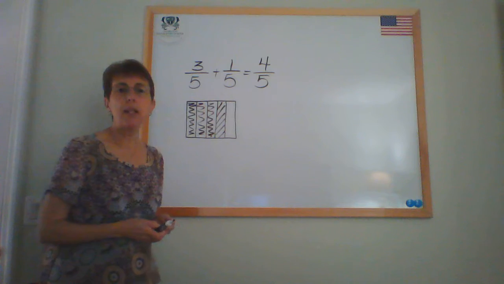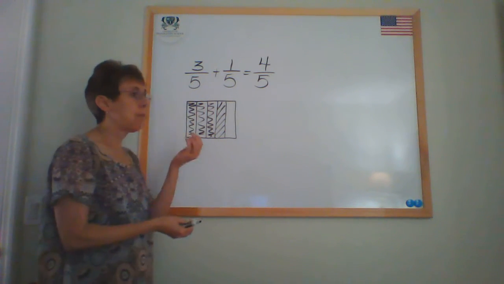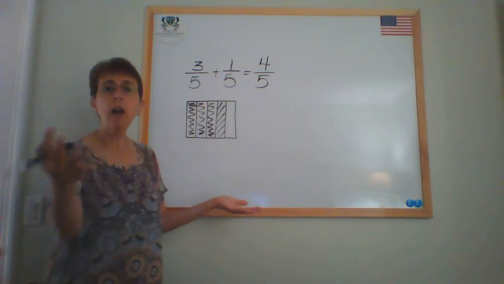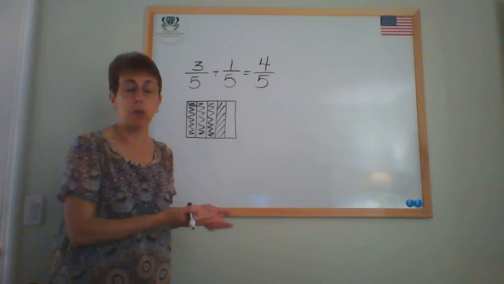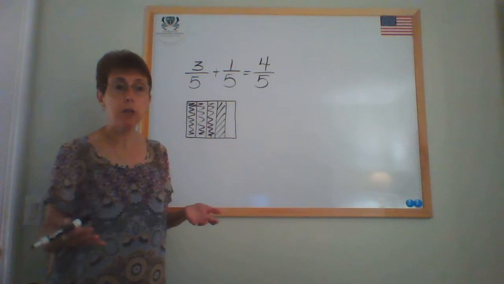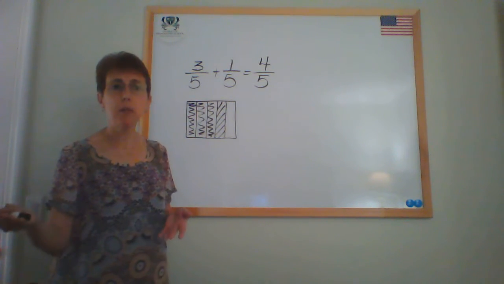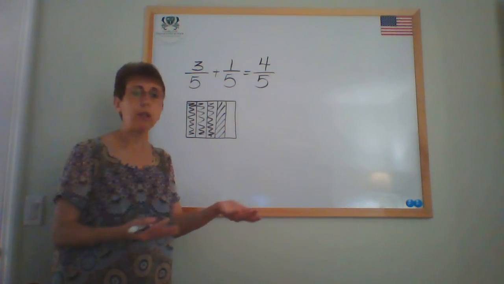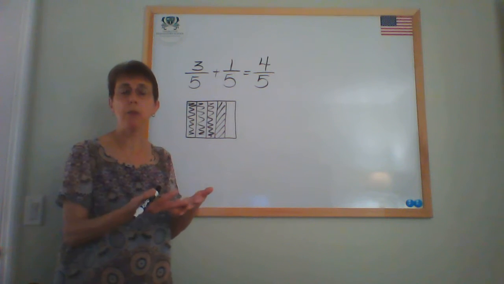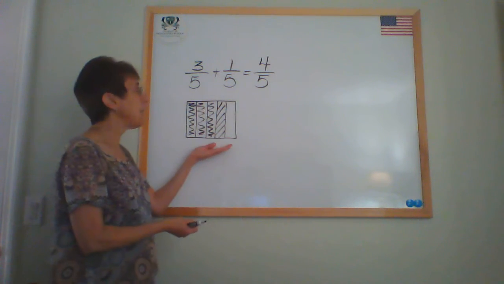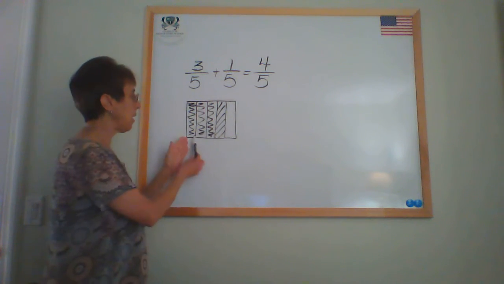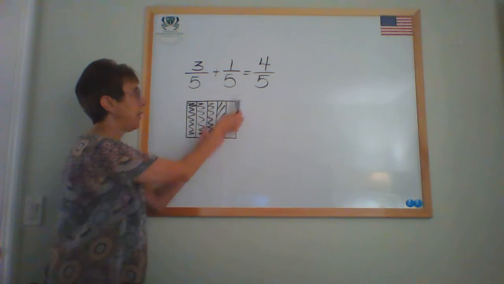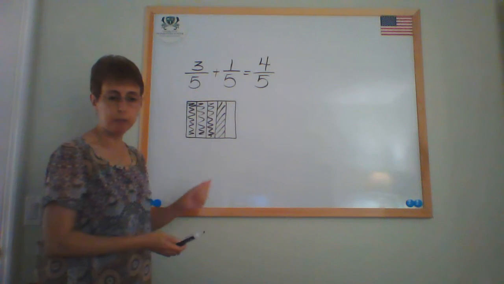The same thing if I said, I have 3 chocolate chip cookies here. I add another chocolate chip cookie to it. How many do I have? Well, you have 4 chocolate chip cookies. I don't have peanut butter cookies, I don't have something else. If I have chocolate chip cookies here and chocolate chip cookies here and I add them together, I still have chocolate chip cookies. Same idea here. Our fifths, we're still working with fifths. 3/5 plus another fifth equals 4/5.